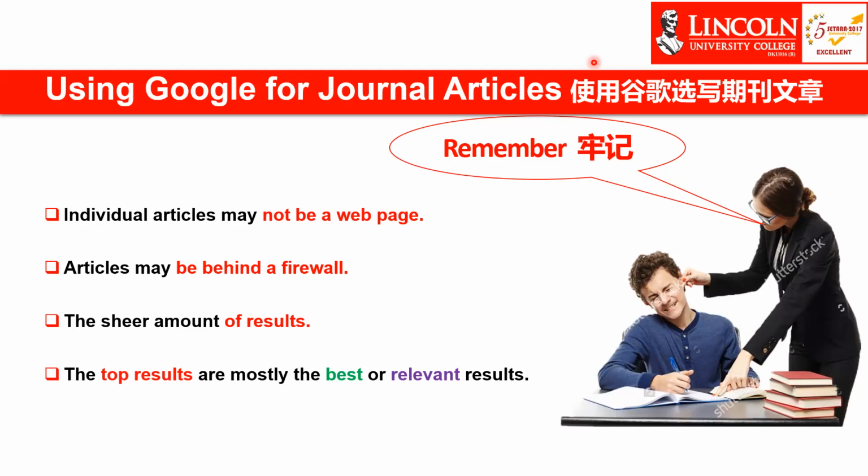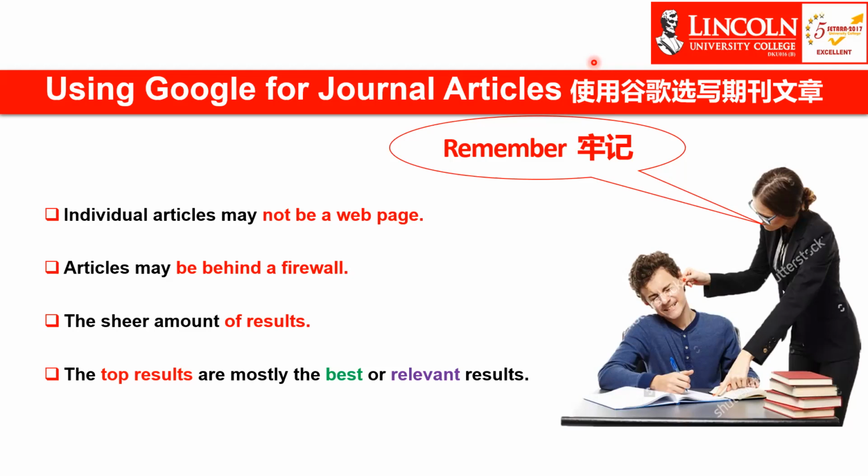Articles may be behind a firewall, meaning that when you try to open a particular research, when you click on particular results, it may tell you that you need to allow or deny before you can have access to that particular article. That is because a firewall has been configured for that particular article. That is also possible. So that doesn't mean that that particular material is not relevant or is fake.